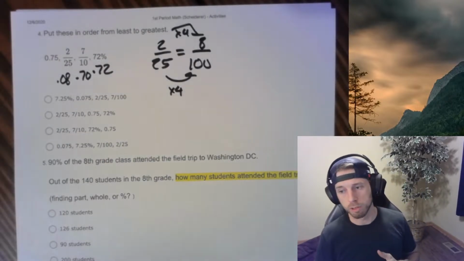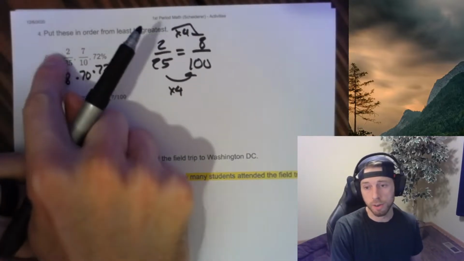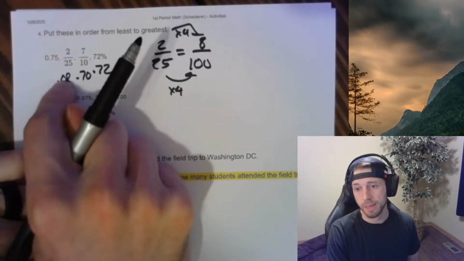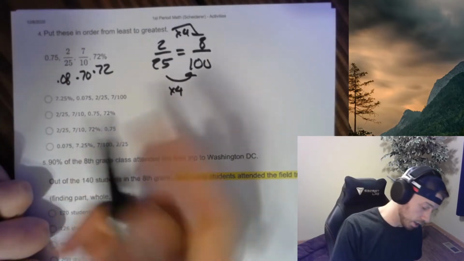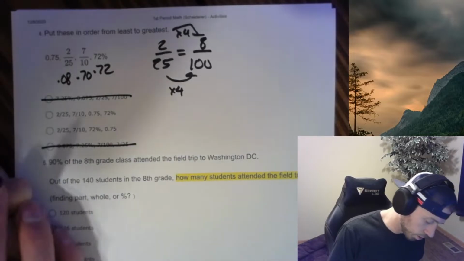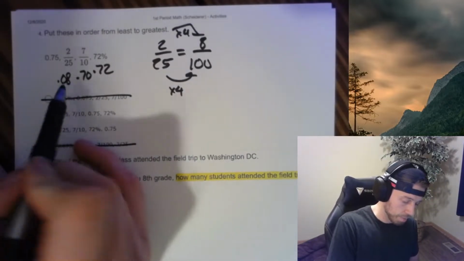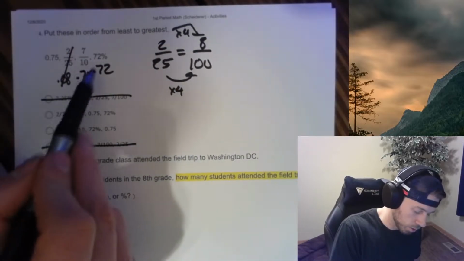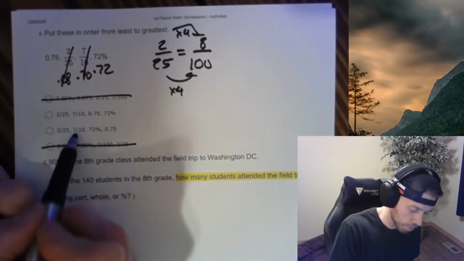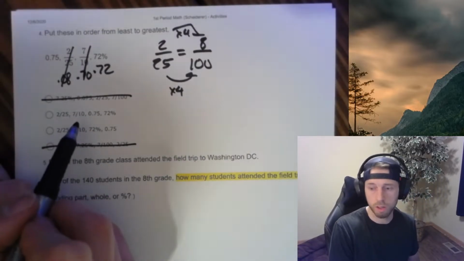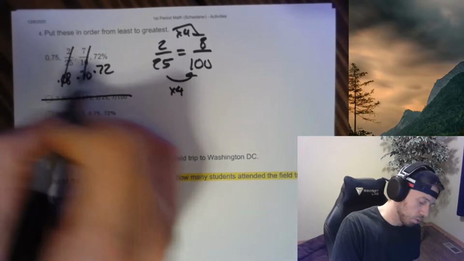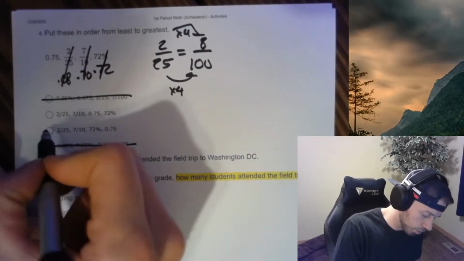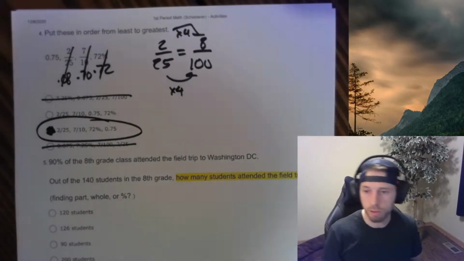All I've got to do is put them in order from least to greatest. They're all in hundredths: 75 hundredths, 8 hundredths, 70, and 72. 8 hundredths is the smallest out of all of these. So I'm going to get rid of those 2 answers right there. It's going to be one of these two. After 8 hundredths or 2/25, the next smallest number is going to be the 70 hundredths, so it's going to be 7/10. Both of those have 7/10, so it still could be either one. Then the next smallest one will be 72 hundredths, and then the biggest will be 75 hundredths. So 72% will be our next one. This one's going to be our answer for number 4.